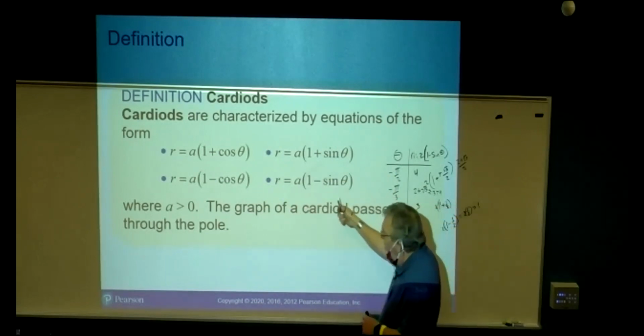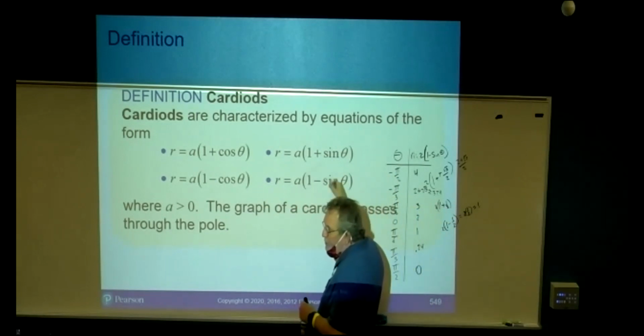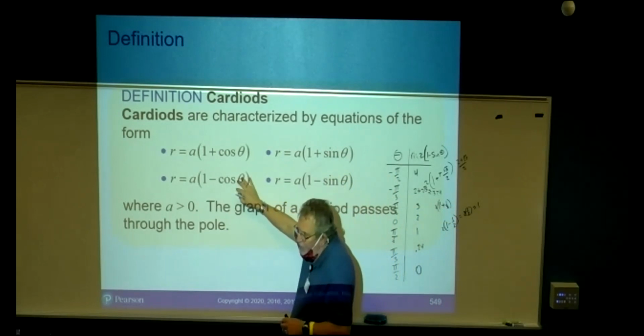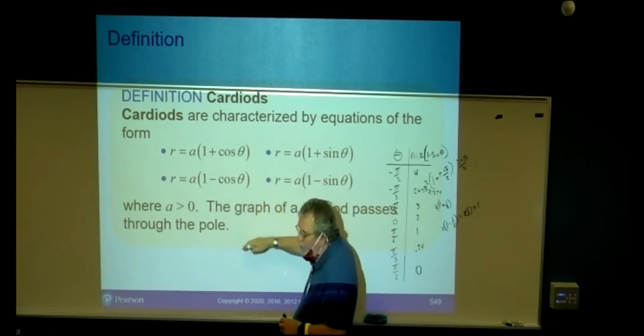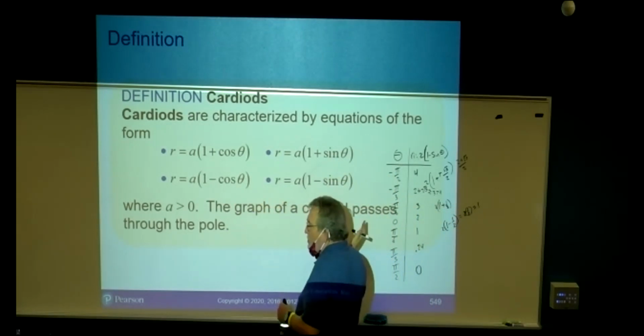So this is a heart standing up and down, either right side up or upside down. And this is a heart laying on its side, either with the top being towards the negative side or the top being towards the positive side.